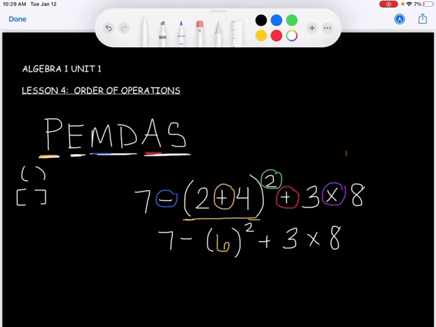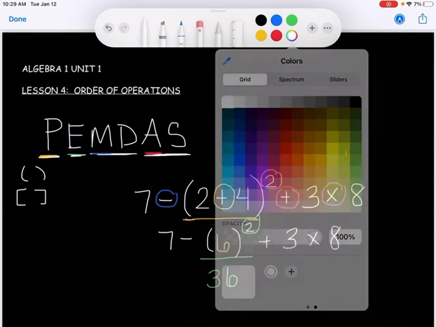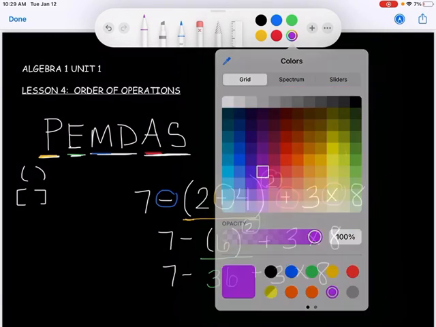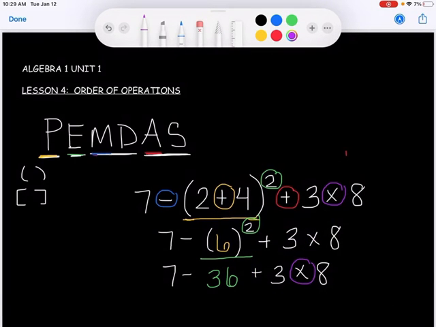And then, next thing we need to do is exponents, because that comes next. So I need to do 6 squared, which means 6 times 6, which is 36. And now I can bring down the rest. 7 minus 36 plus 3 times 8. Our next operation is going to be multiplication, because remember multiplication and division comes next, so it comes before addition and subtraction. Well, 3 times 8 is 24, and then I can bring down what's left, which is the 7 minus 36, and that plus.